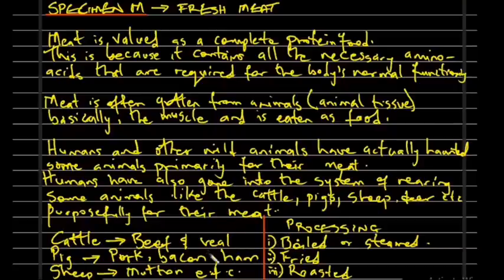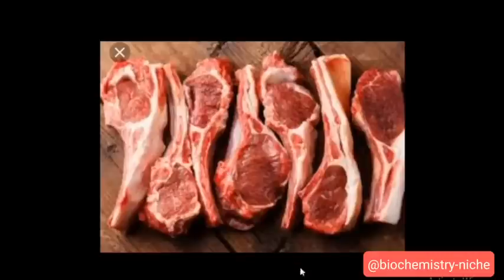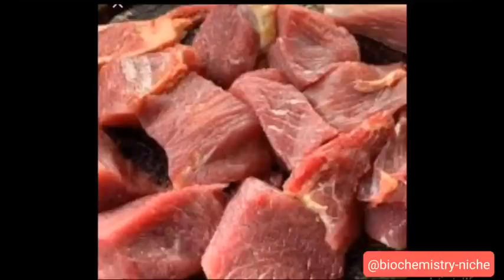And so all of these animals, when we get the meat from them, we need to process them. There are so many processing techniques that can be done on fresh meat. For example, you can boil or steam them. You can fry them. You can roast them. Those are some processing techniques that can be used on this specimen. So this is an example of what we are talking about. You can see this is fresh meat. You can see this one there actually has some cartilages in it, so we can see how they look.